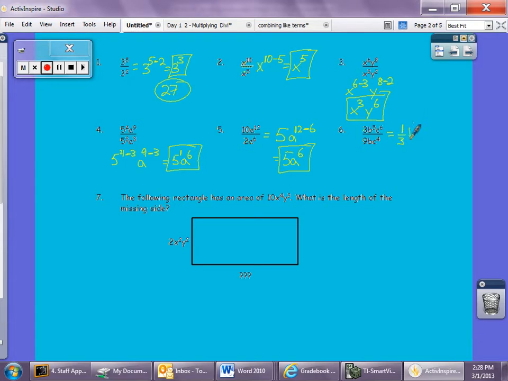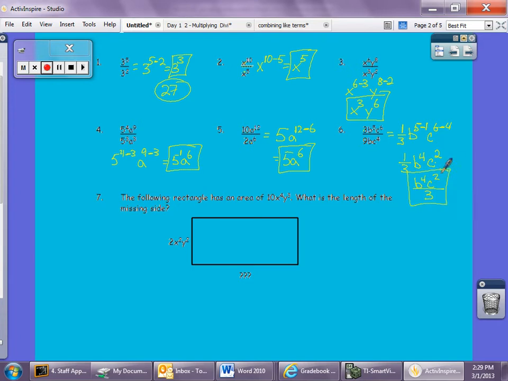And then we have b to the 5 minus 1, and c to the 6 minus 4. 5 minus 1 is 4, so we have 1/3 b to the 4th, and then 6 minus 4 is 2, so it's c to the 2nd. So the other way that I can write this is I can put both the b and the c in the numerator, so I can have b to the 4th, c to the 2nd, all over 3.